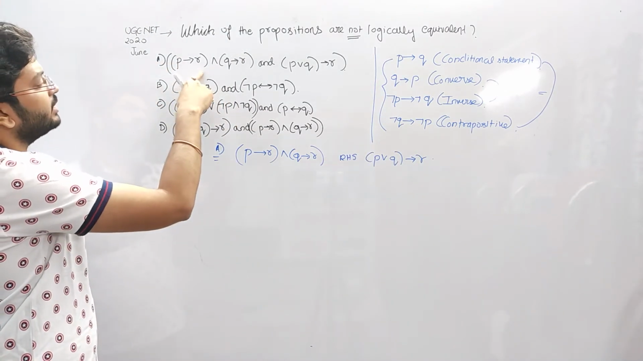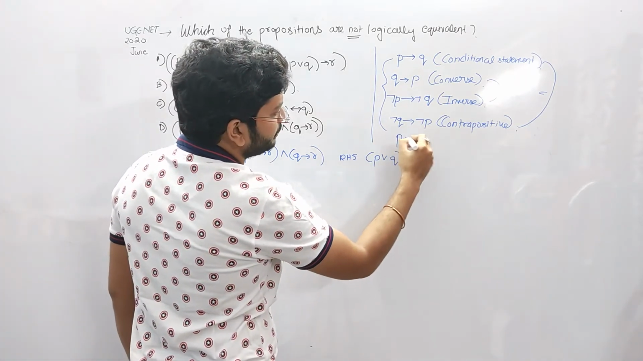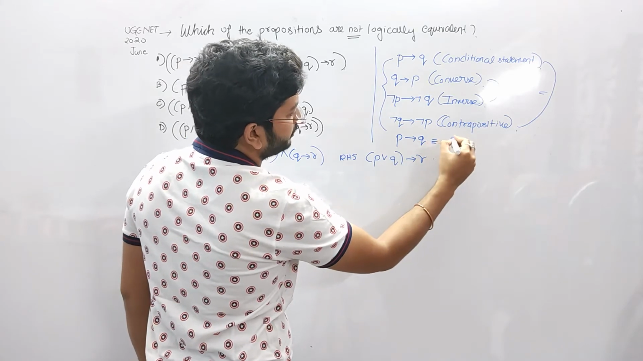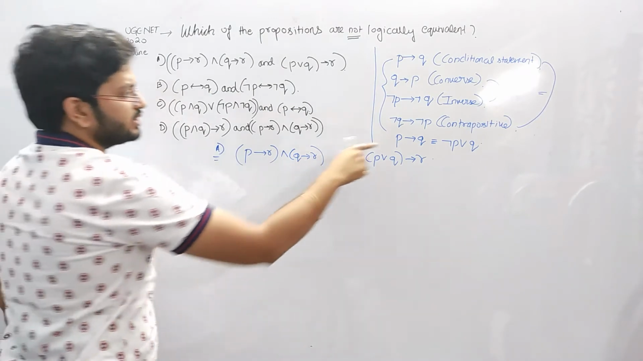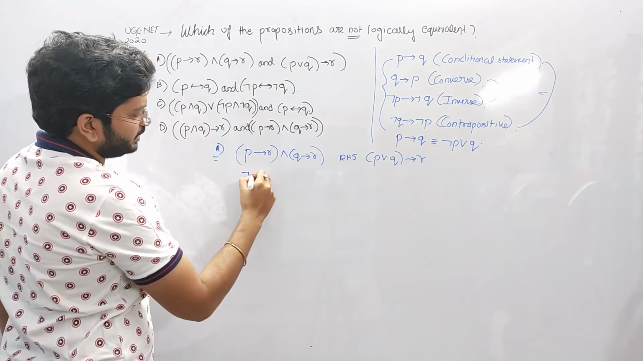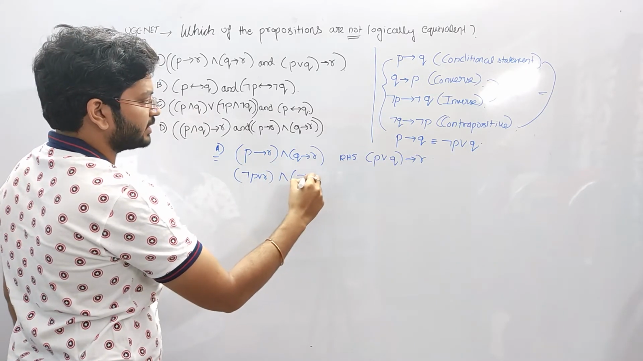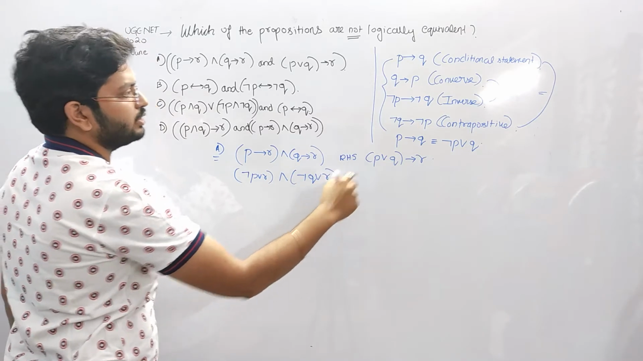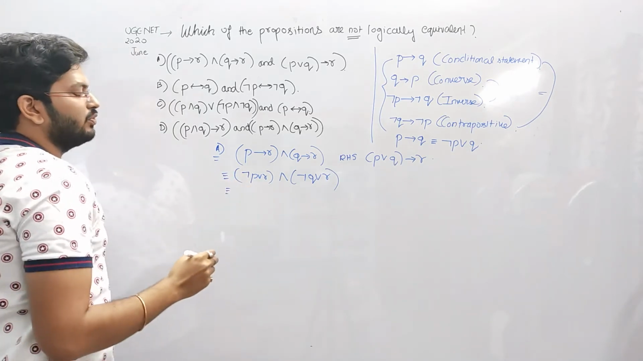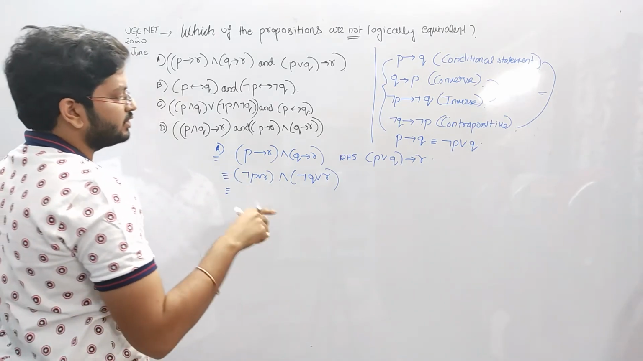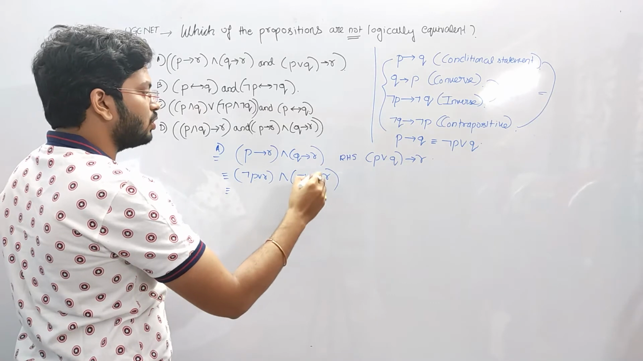Okay, I am going with the LHS. P implies R. One more formula you have to remember: P implies Q is logically equivalent to negation P or Q. Now, using this formula, this will be negation P or R, with an and between, and this one will be negation Q or R. I only use this formula. Now I will be using the distributive law, and this will be logically equivalent to negation P or R and negation Q or R.